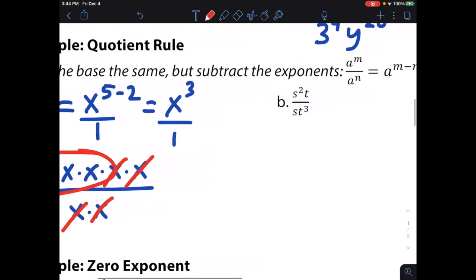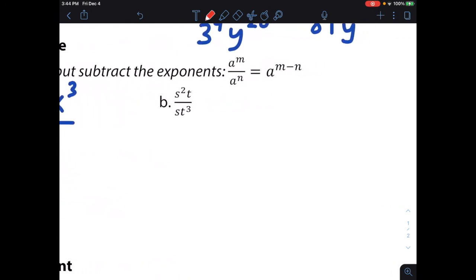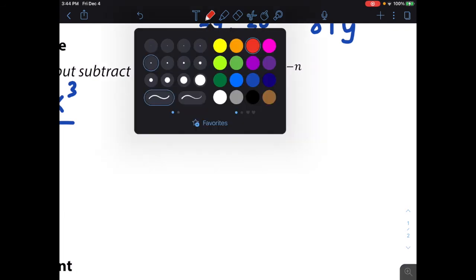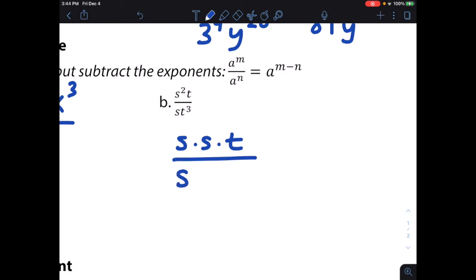All right, now this one would probably be a good one to do the same way that we just did, instead of trying to say, oh, where do I do the subtraction? Until you get the hang of it, it's kind of a nice thing to just say, hey, let's just write it out. So we have s times t in the numerator, and then we have s times t times t times t in the denominator.